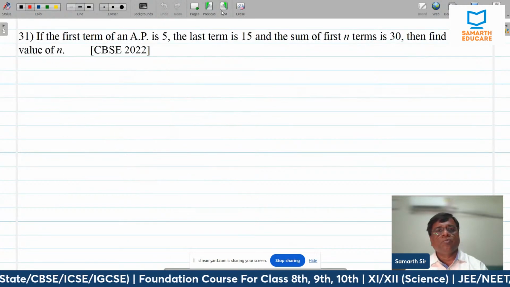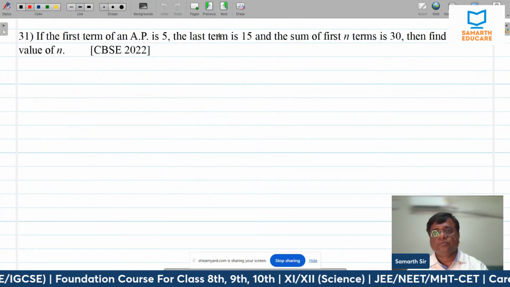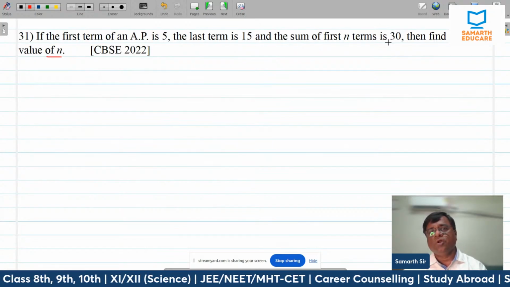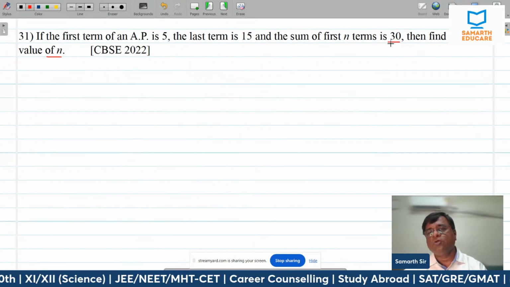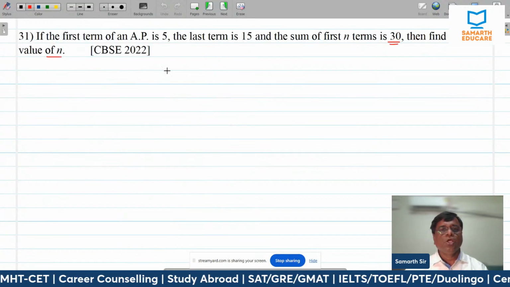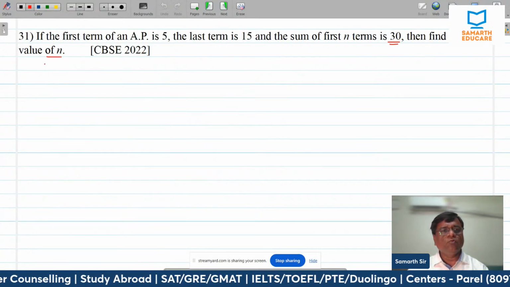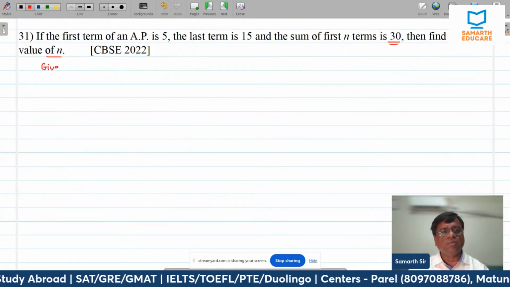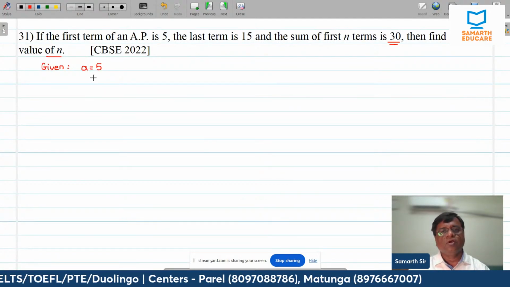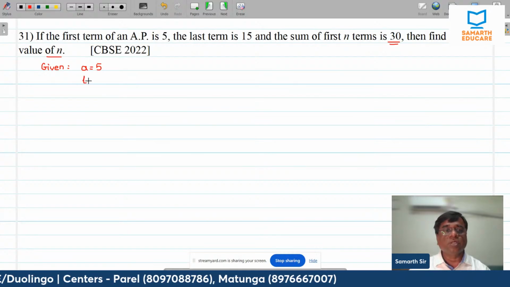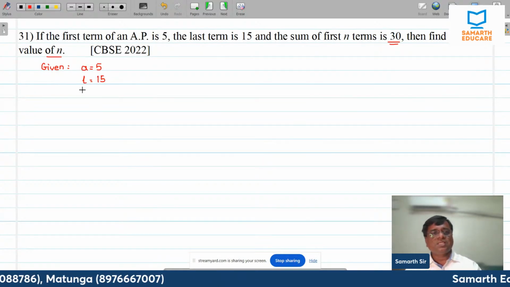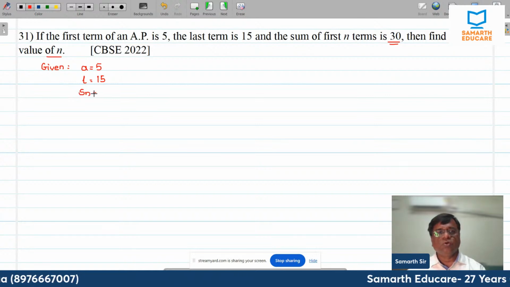Okay, now again here we are supposed to find out the value of n, and the sum is given to us. Just like here the sum was given indirectly. So here what is given is comparatively a very simple question. a is equal to 5, last term is equal to 15, we are not given d, and Sn is equal to 30.